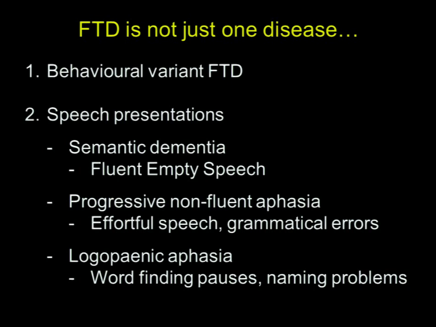And we think about behavioral variant frontotemporal dementia, and of course within that spectrum there are people who are more apathetic and more disinhibited. Then we talk about the speech variants, people who have fluent but rather empty speech because they've lost word meaning, those who have very effortful speech, and the people who have word-finding pauses and naming difficulties. So this is clearly a complex classification based on the clinical features.